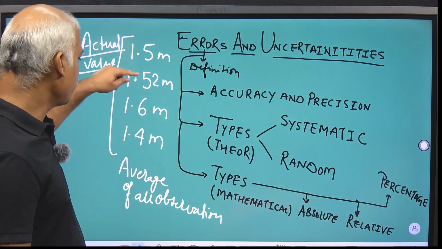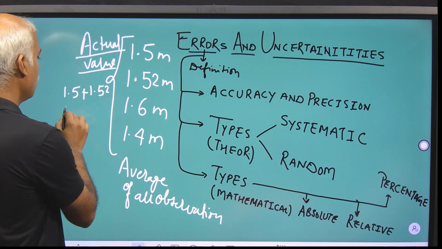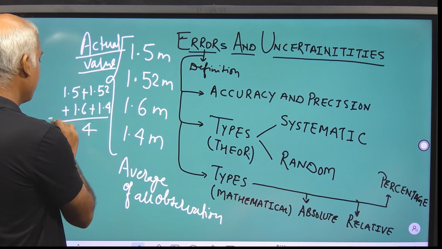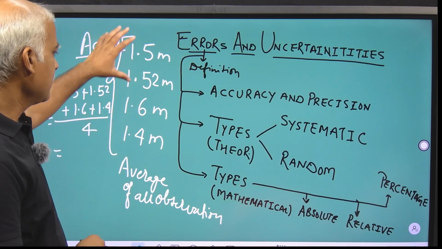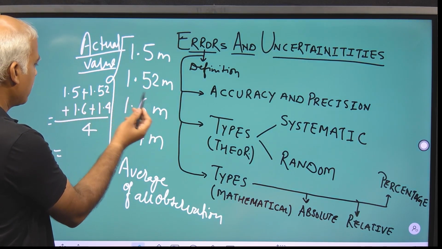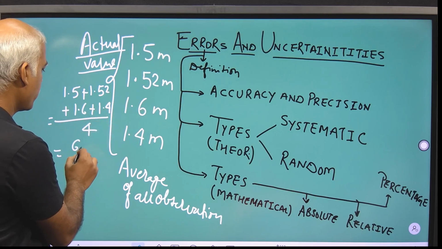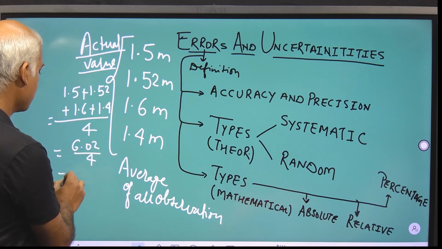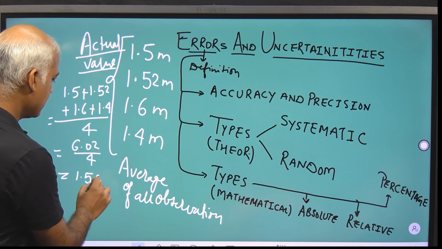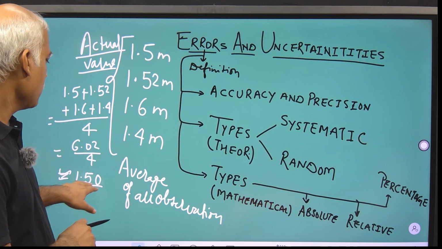So if I take the average of all 4, it will be 1.5 plus 1.52 plus 1.6 plus 1.4 divided by 4. That will give us the actual value of this particular observation. It comes to 6.02 divided by 4, so it comes out to be approximately 1.50, and that 1.50 is basically your actual value.